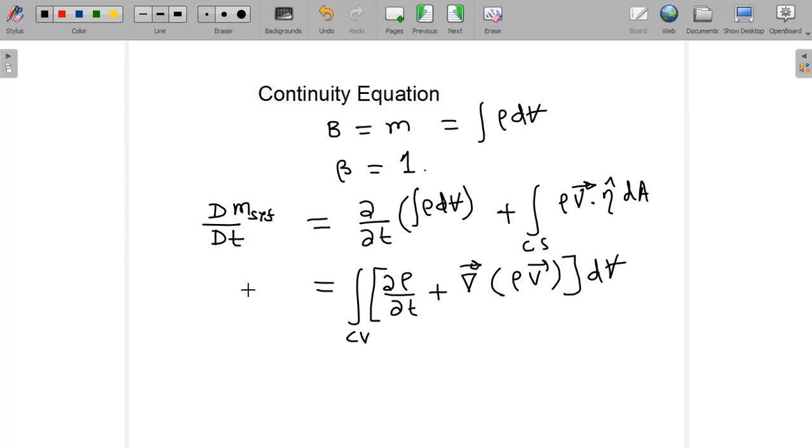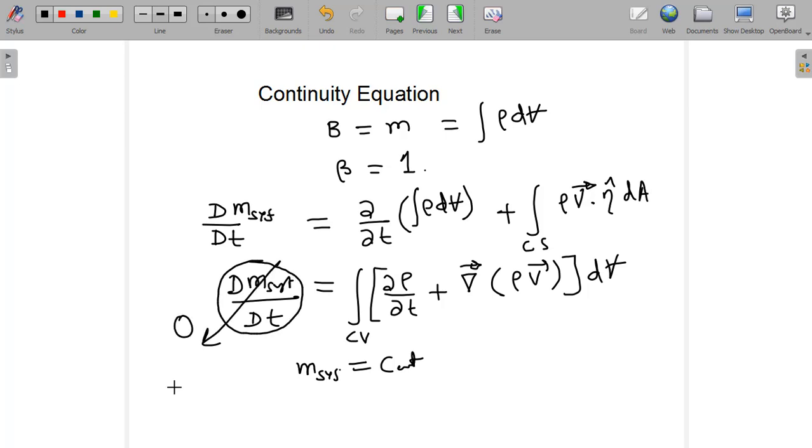Now what is on the left hand side? The left hand side part is basically 0. This is the conservation of mass. So what is conservation of mass? Conservation of mass at the system level, we know, is equal to constant. So mass is constant, that means the rate of change of the mass is equal to 0. So the left hand side part is 0.